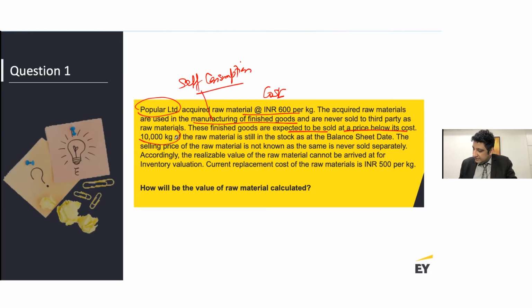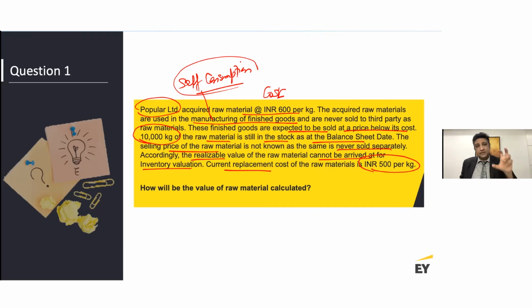It says that 10,000 kgs of raw material is still in the inventories. Okay, the selling price is not known because it is never sold separately. Just an add-on information, the question is confirming that you're always using this inventory for self-consumption. No independent price is available. Accordingly, the realizable value of raw material cannot be arrived at for inventory valuation. However, current replacement cost is provided at 500 rupees per kg.